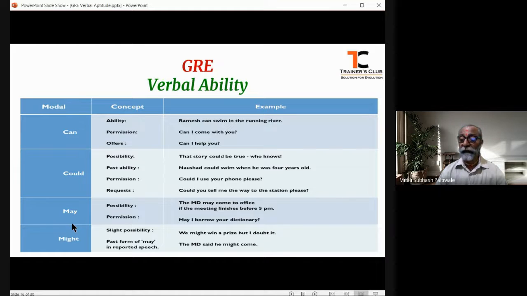Then the word may. May is also used to tell about the possibilities. Just like could, even may tells about the possibilities. But here, the possibility is again 50-50. The possibility is 50-50.